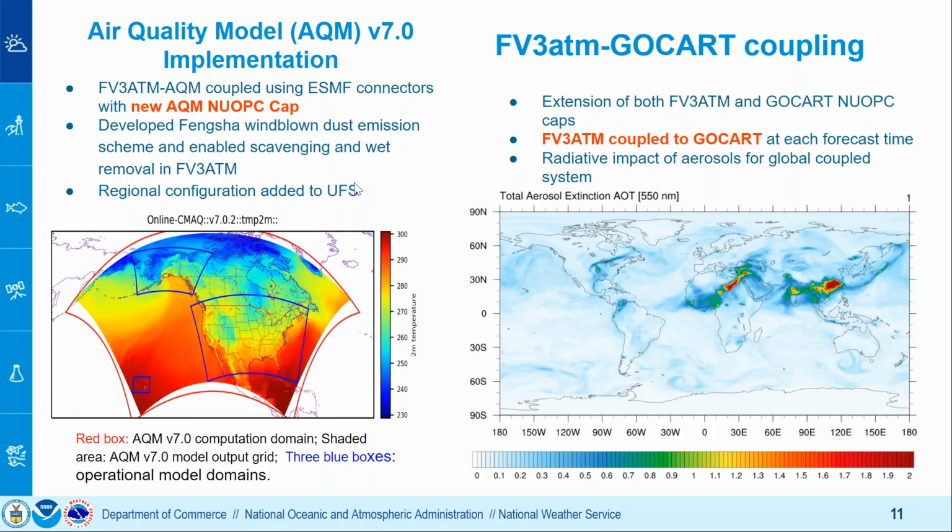We have a big domain here, the colored domain you see. It covers the 3 separate domains we have in operation, which are the 3 small domains. And at this time, we're in the pre-implementation stage to implement the air quality model. On the right, you see the GOCART and atmosphere coupling.